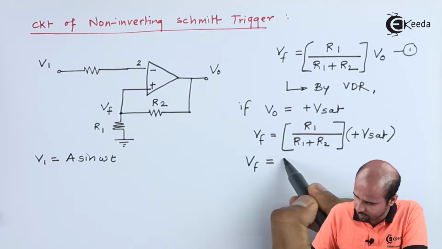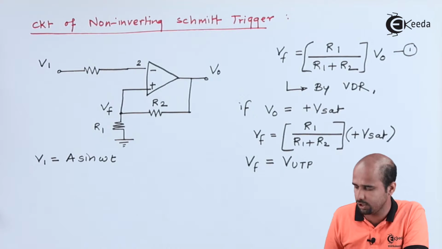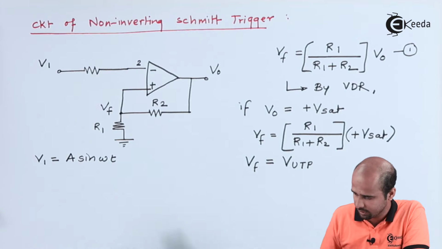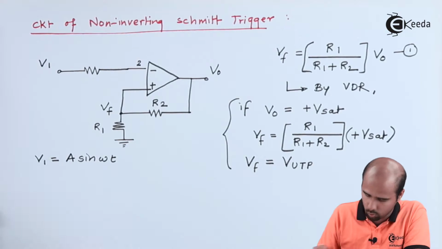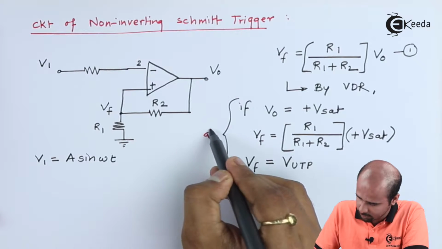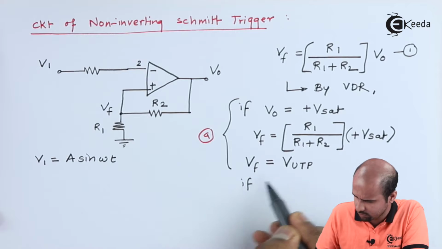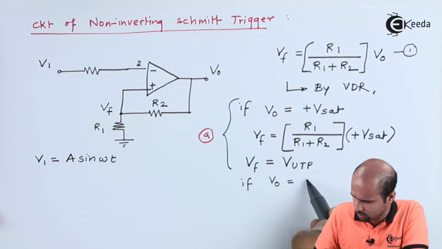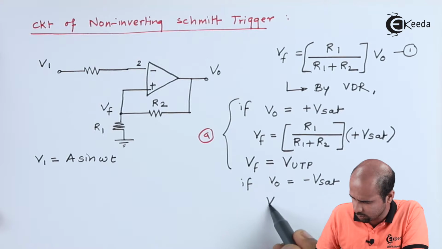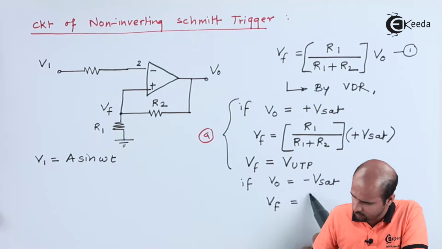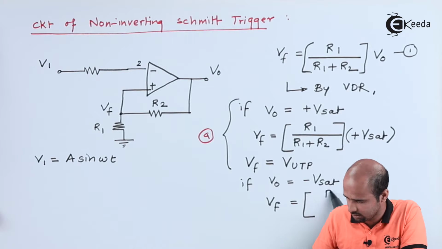This Vf will become V upper threshold point, VUTP. This is nothing but your case number 1, let's say case number A. Now we'll have to consider if VO is equal to minus Vsat. If VO is equal to minus Vsat, what will be the value of Vf? Then the only change here will be minus Vsat.